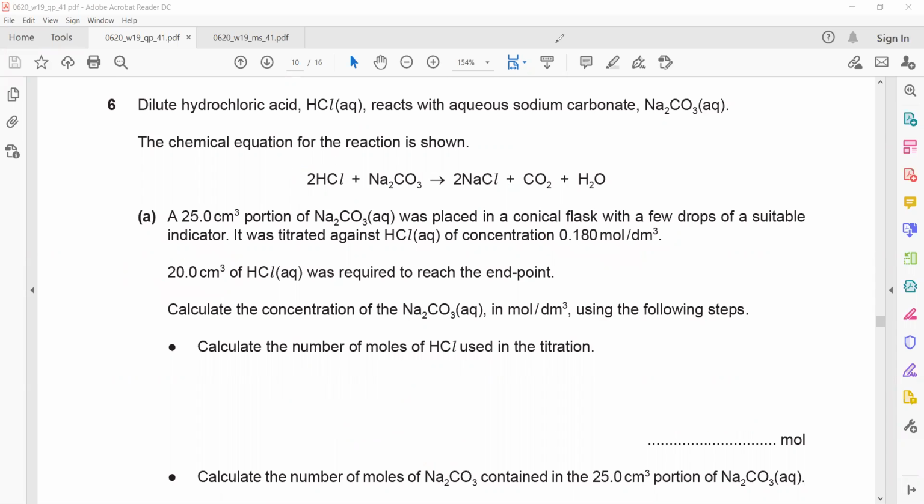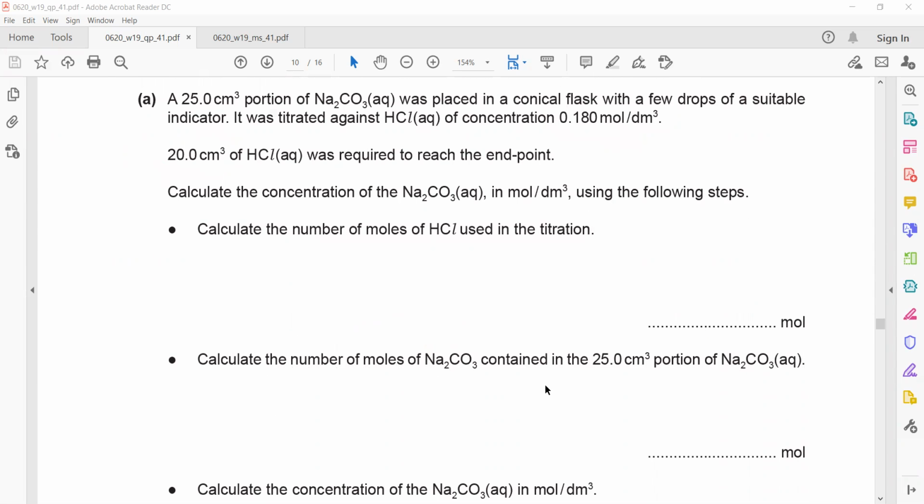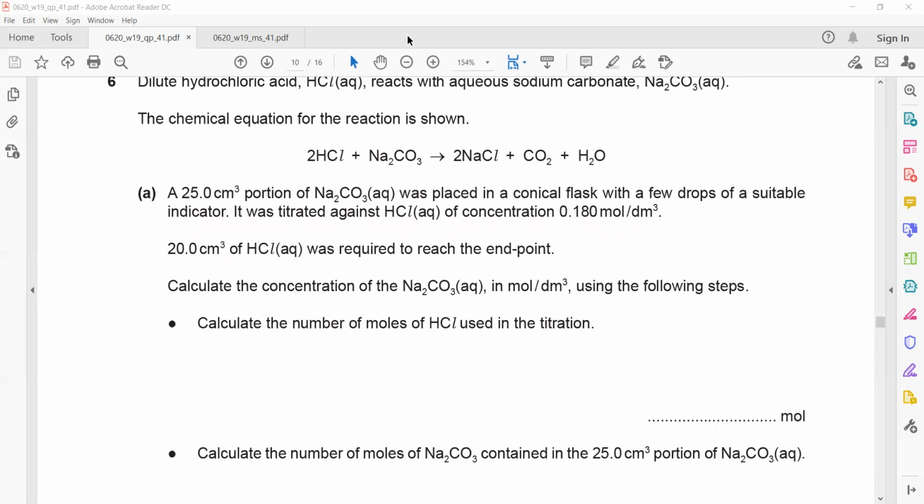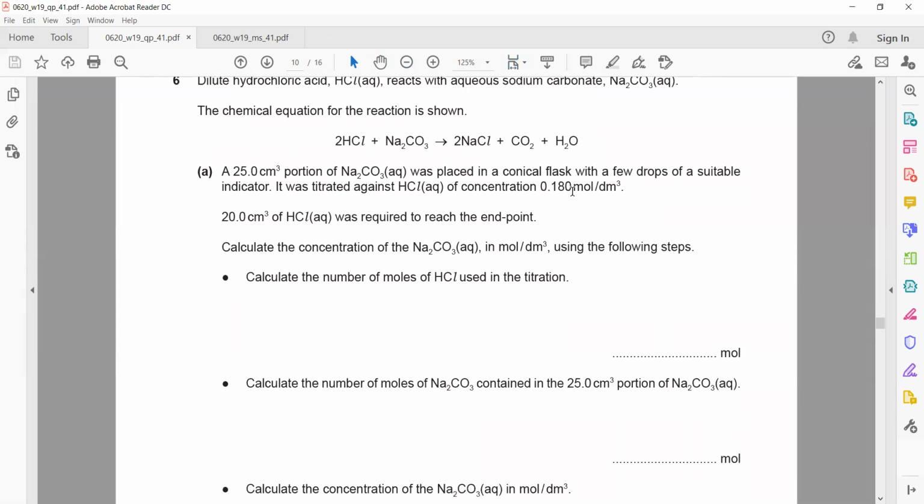The next part, calculate the number of moles of sodium carbonate. How to get the number of moles of sodium carbonate? Look, we have the volume of sodium carbonate, but we don't know the concentration of sodium carbonate. So if we don't know the concentration, we cannot use that formula. What else can we use? There's another way to calculate moles, volume divided by 24. Volume divided by 24 is for gases. If sodium carbonate was a gas, then volume divided by 24. So we cannot use that formula as well. If you cannot use a formula, then you can use a ratio.